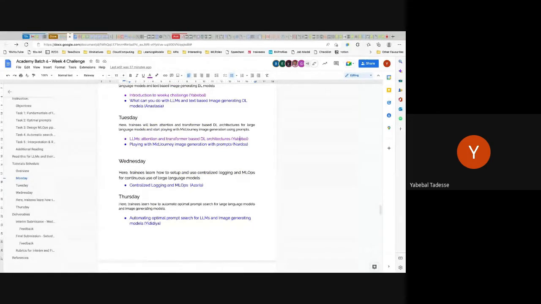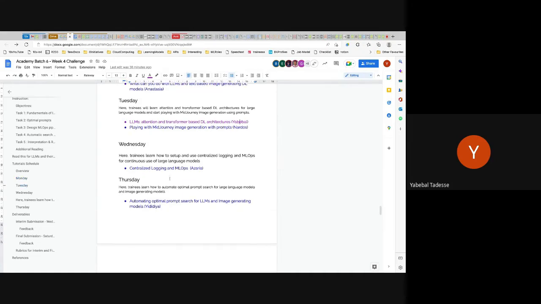And then on Wednesday, Azaria will tell you about centralized logging and MLOps. This is important because when you are setting up MLOps, a new pipeline, you need to think about how you debug it, how you log, and how you set it up. You have already done it, but we're in the context of prompt engineering and in-context learning, as well as word embedding and using machine learning. We'll talk about that. And on Thursday, Yuridia will talk about automating optimal prompt search for LLMs and image generating models. These are the lessons we have learned, reviewed from some papers, so just the auto search for optimal prompts.